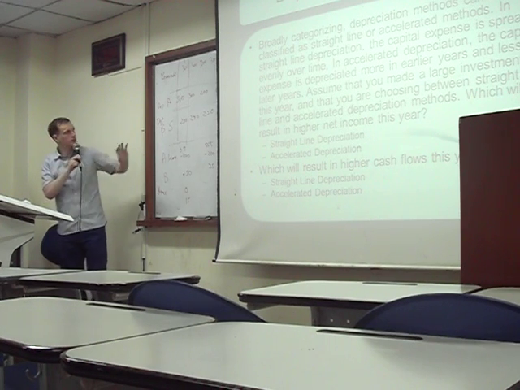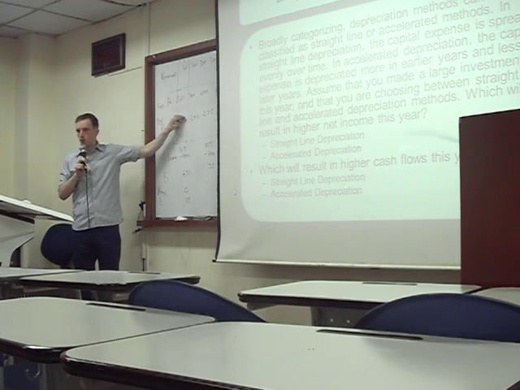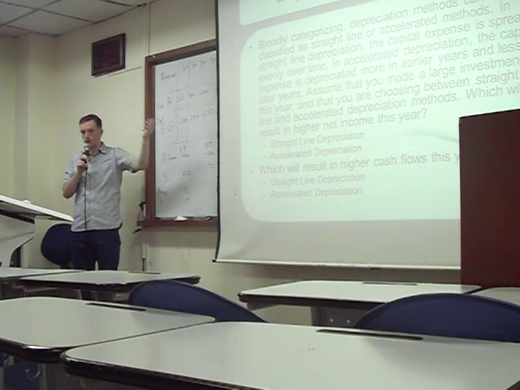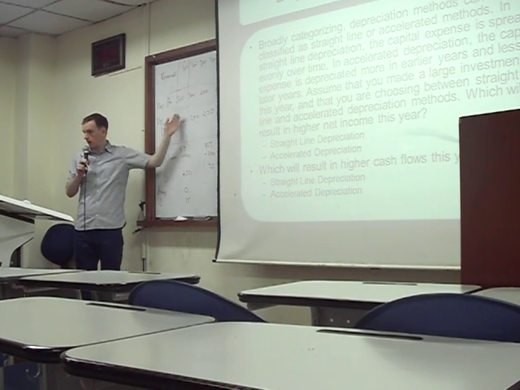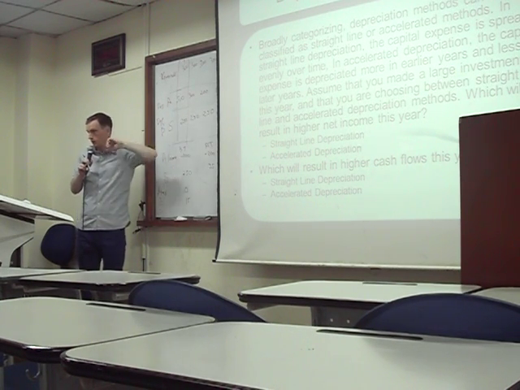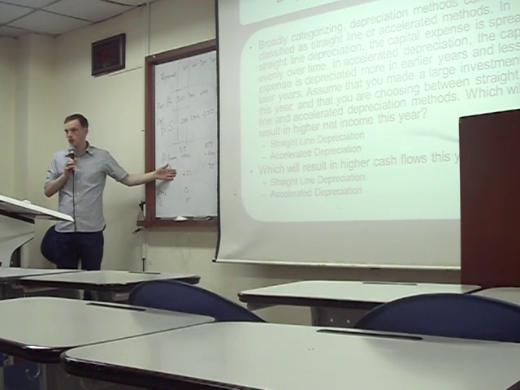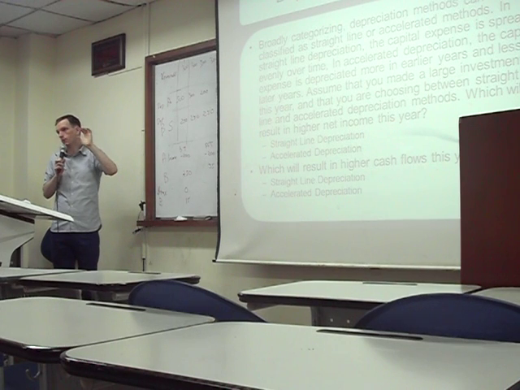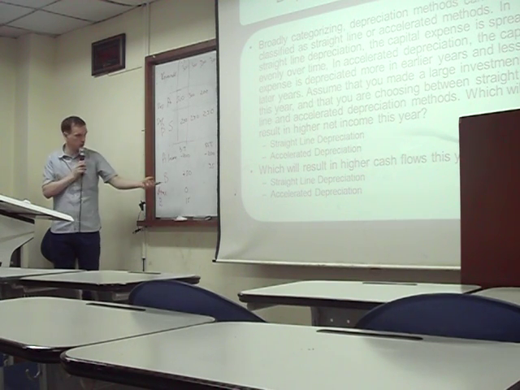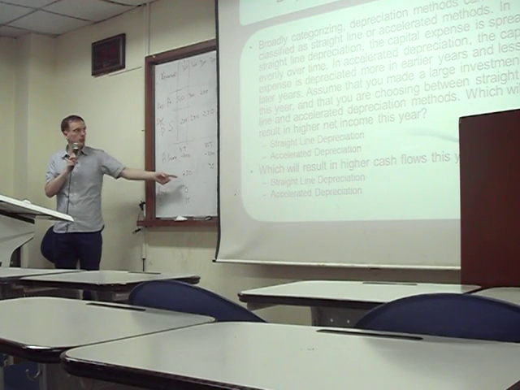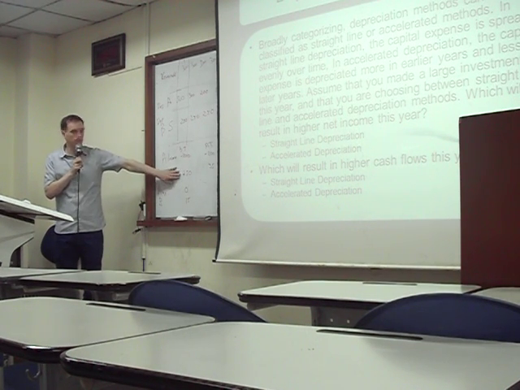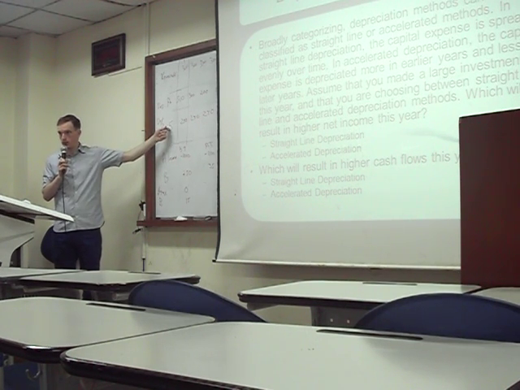So this is how we report our expenses. We are allowed to decide what year our expenses are in, so it depends on what you prefer. Some companies want to show a high net income because they want to show they need some new investment for the company. They want to show people, we're making a good profit, a good net income. Then we're going to do the one with the higher income, straight line, B.